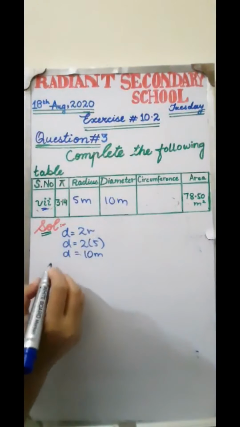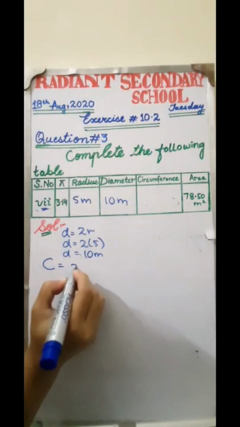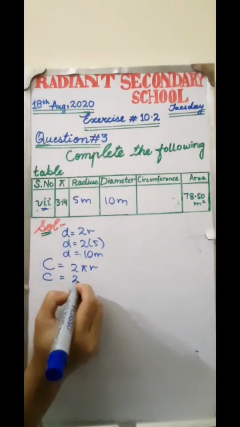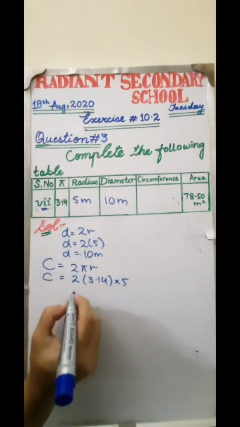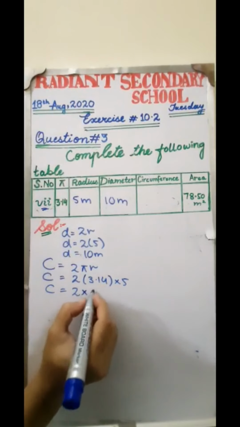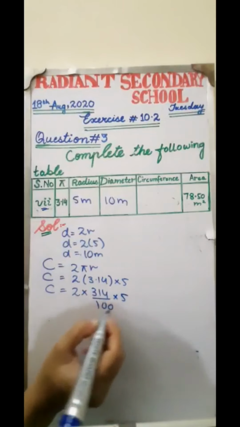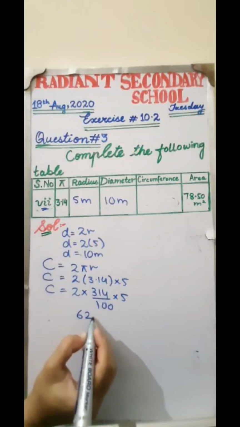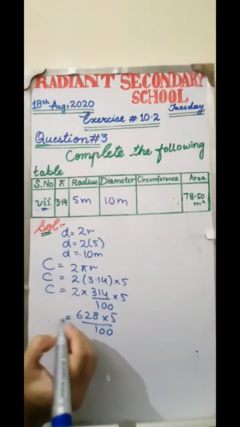Come on, circumference. For finding circumference, we have to write the formula. C is equals to 2 pi r. C is equals to 2 multiply by 3.14 multiply by 5. Remove this decimal, it will become 314 divided by 100 multiply by 5. Okay, now 2 multiply by 314, answer will become 628 multiply by 5 over 100.